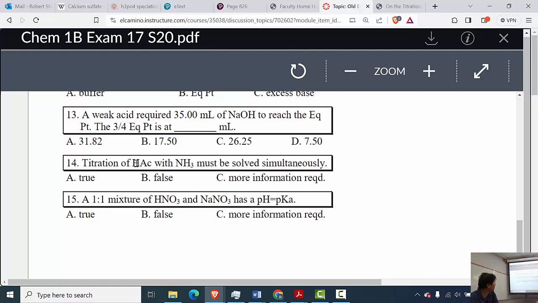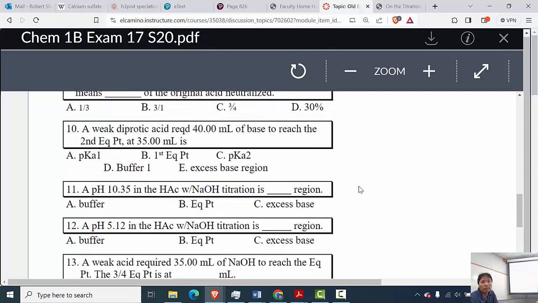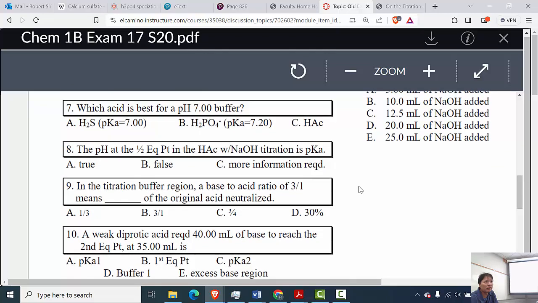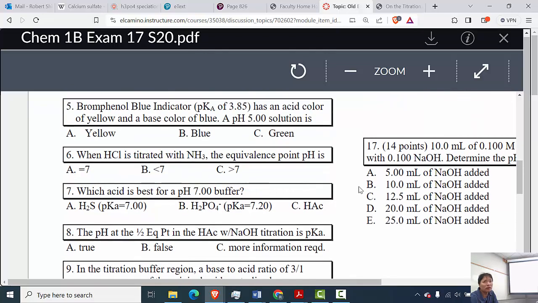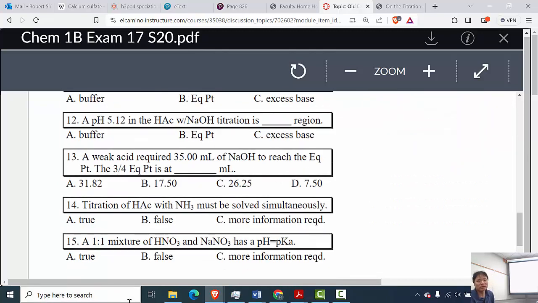So what I was expecting for number 14 is, oh yeah, I remember this: weak acid, weak base, simultaneous, yes. That one is going to be simultaneous. Is that it for the test? All right. Yeah, we could take a look at this again next week.